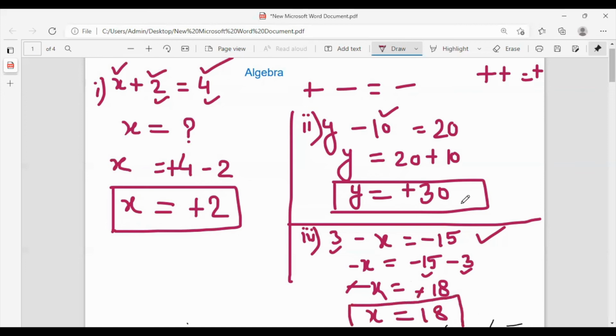So this is what we have talked about today: algebra. What is algebra? And after that we came to know what the necessary conditions are so that an algebraic expression can become an equation. And then we solved the given equations and found the value of the unknown, or you can say the value of the variables.